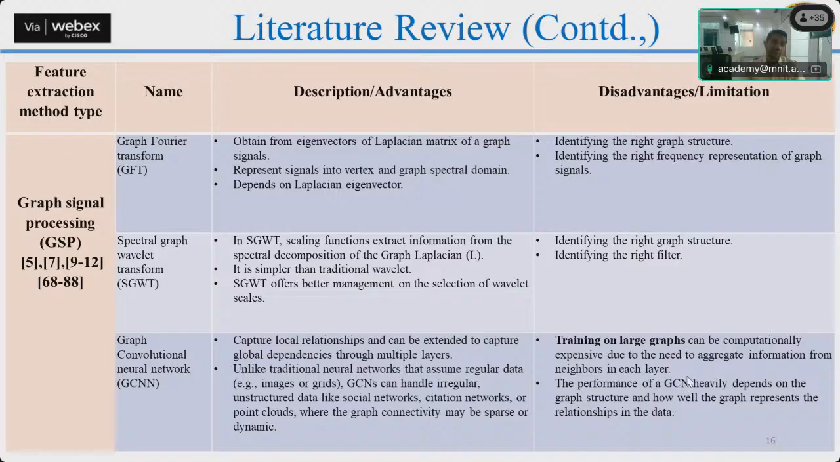So now coming to the graph-based features, we go to the graph Fourier transform. In the graph Fourier transform, as we discussed in the morning, we obtain the graph eigenvectors and then represent the signal in the vertex and graph spectral domain, and thereafter you find new insight, and it can easily be checked whether it is validated or not. It involves identifying the right graph structure and the right frequency representation of the graph signals. In the spectral graph wavelet transform, scaling functions extract information from the spectral decomposition of the graph. It is simpler.